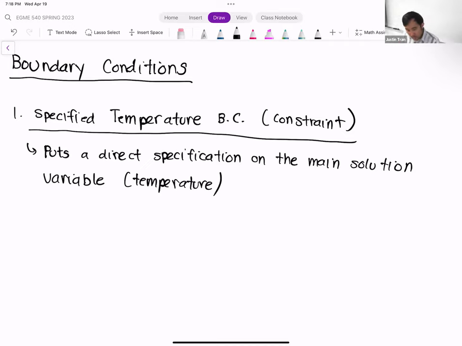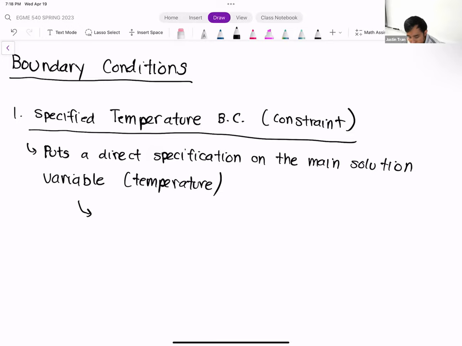So for structural simulations, our main solution variable was the deformation. By applying something like a fixed support or a displacement support, we're directly specifying what those values should be. And so the specified temperature boundary condition is the same thing. The biggest difference is that for a fixed support, you don't really have to specify a value, because you're basically setting the deformation equal to zero.